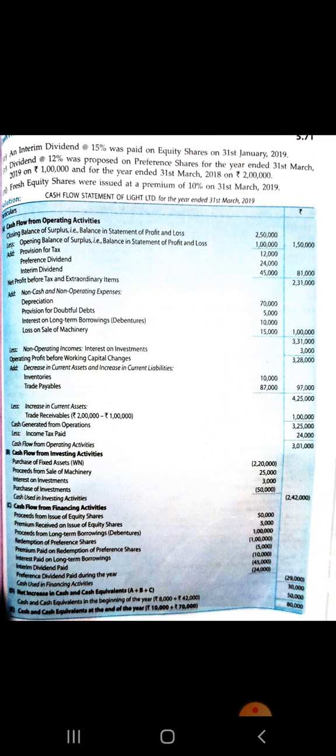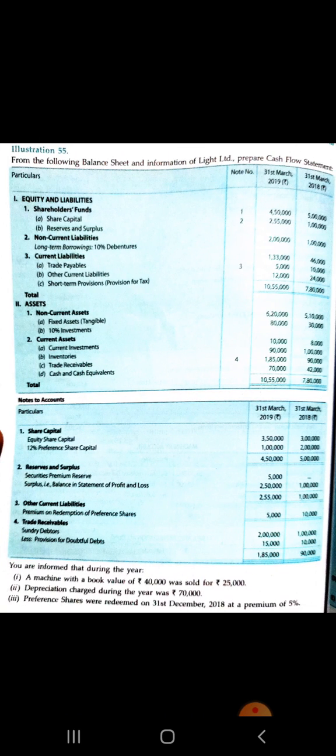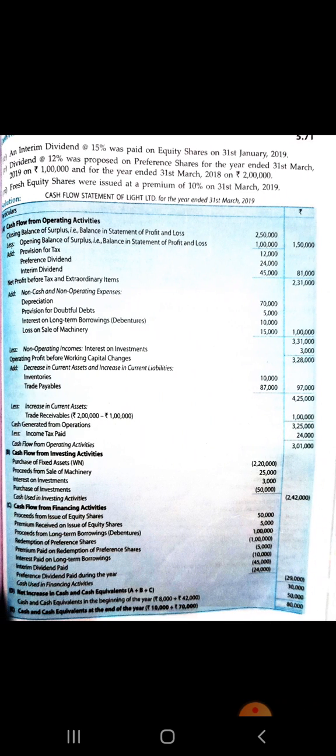Then proceeds from long-term borrowings, debentures issued rupees 1 lakh. Redemption of preference shares rupees 1 lakh. Preference shares of rupees 1 lakh were redeemed during the year. Redemption of debentures, outflow of cash. Premium on redemption of preference shares rupees 5,000. Premium on redemption is an outflow of cash.